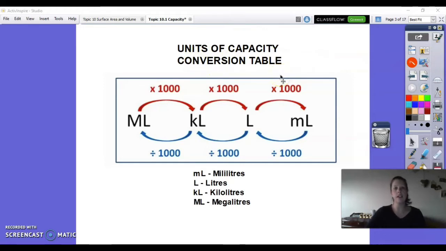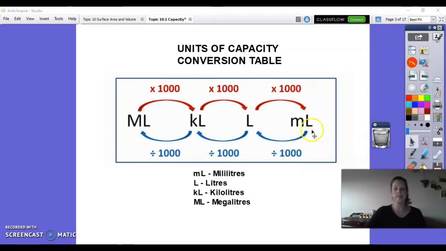So similar to our kilometers, meters, centimeters, here we are working with liters. So I'll start from the right hand side and I've got milliliters. So ml, milliliters. It's the smallest amount of liquid that we could get. Then I've got liters, then kiloliters, and then megaliters. So if I want to go from milliliters to liters, I need to divide it by 1000. Or if I want to go from liters to milliliters, I must multiply it by 1000. So all of these conversions, we are multiplying or dividing by 1000.